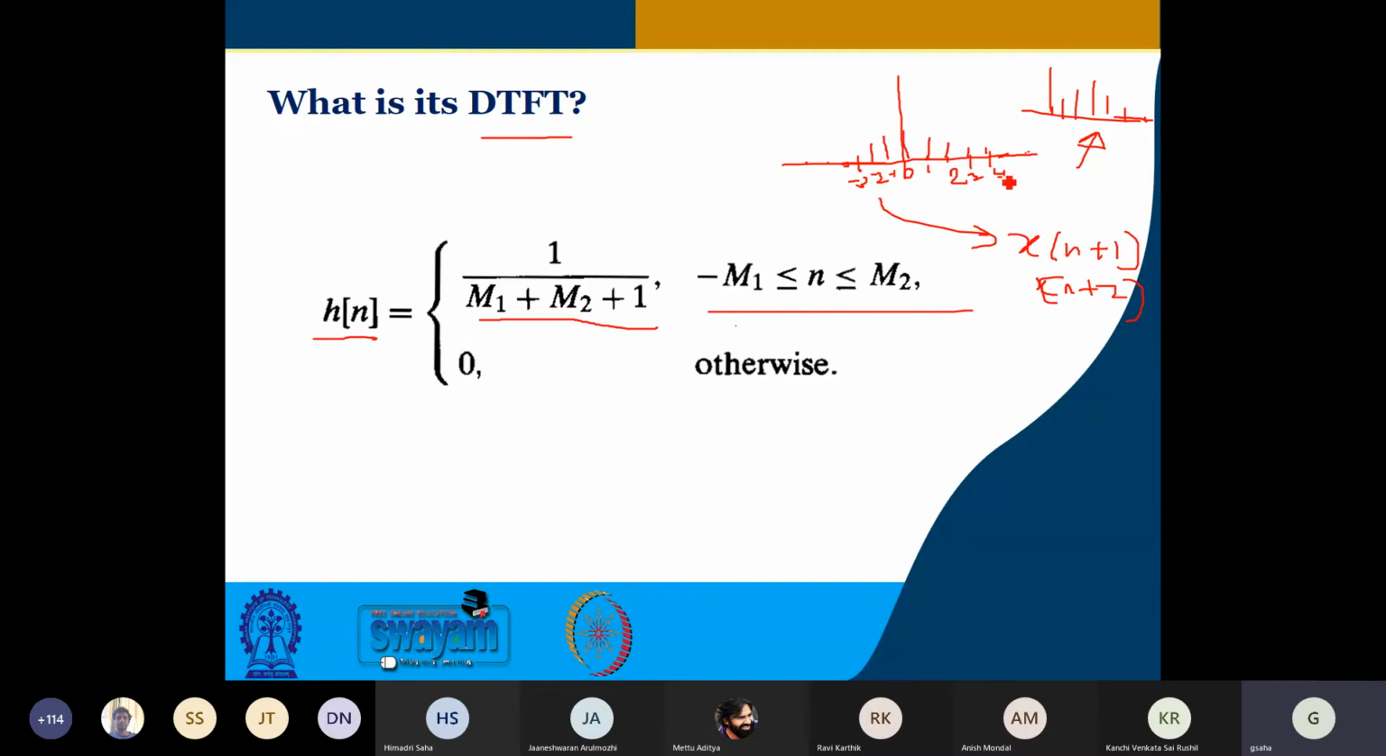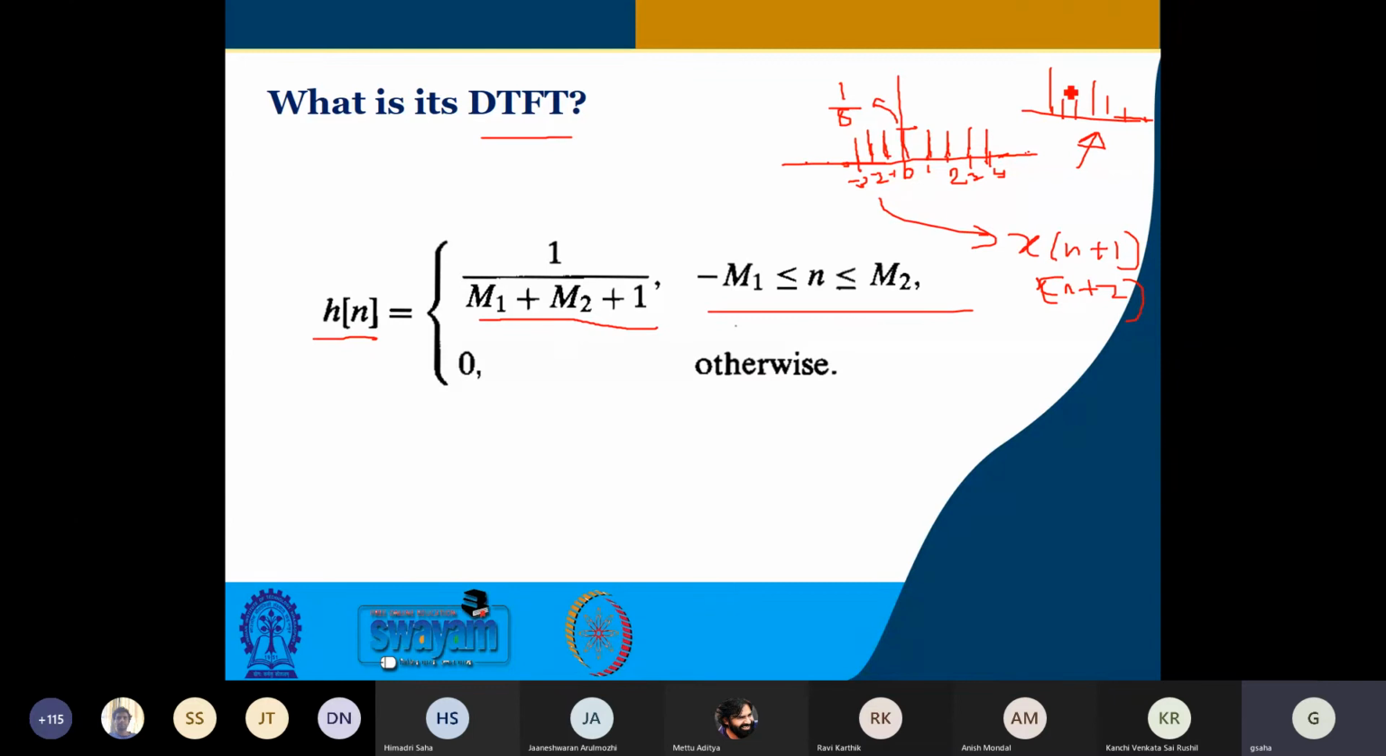Here I have shown it in general for any h[n], which is finite length like this. But since it is a moving average system and all the coefficients are the same, for this particular system all the values are equal to 1 upon, in this particular case, we have taken 3 this side, 3 plus 4, 7, and plus 0 that is included, so 1 upon 8. So this height is 1 upon 8. This is the same for all the cases, right?